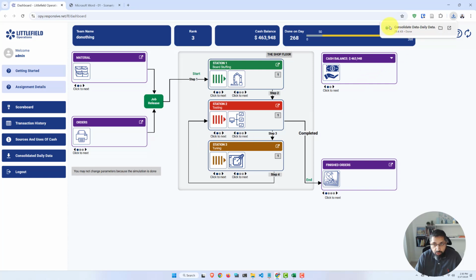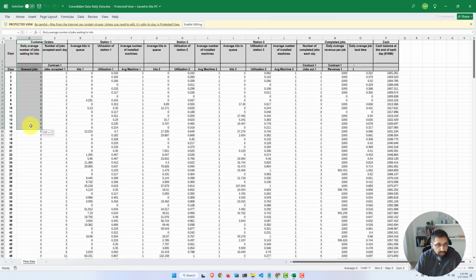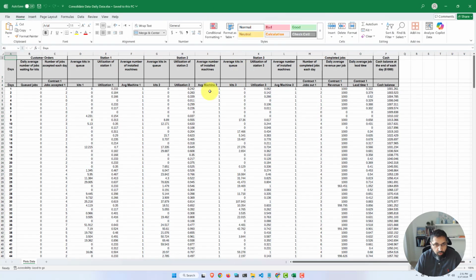And then you can also download the data by hitting consolidated daily data. Okay. And you can see that that downloads everything for you in one go. You have average number of jobs waiting in the kits, number of jobs completed, queue sizes, utilizations. So it downloads all of the data for you to analyze in one go.